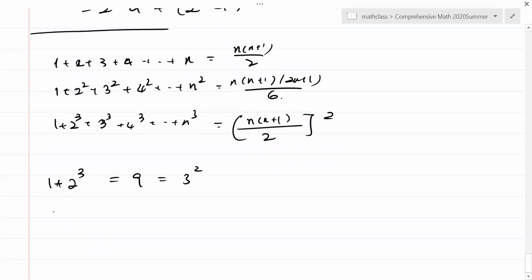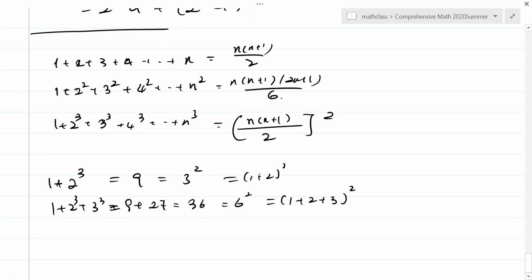Right, we can check that. So 2 cubed plus 3 cubed is going to be 9 plus 27, 36, which is 6 squared. So it's always a perfect square. Okay, 6 squared is just 1 plus 2 plus 3 squared. And here it is going to be 1 plus 2 squared.